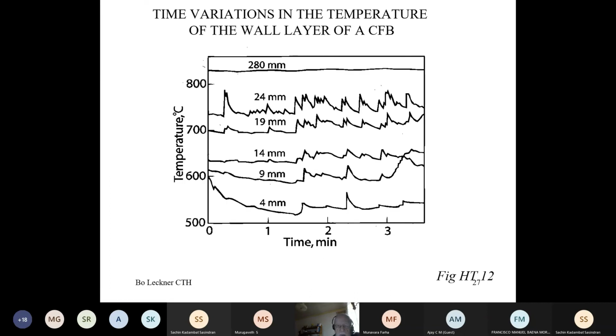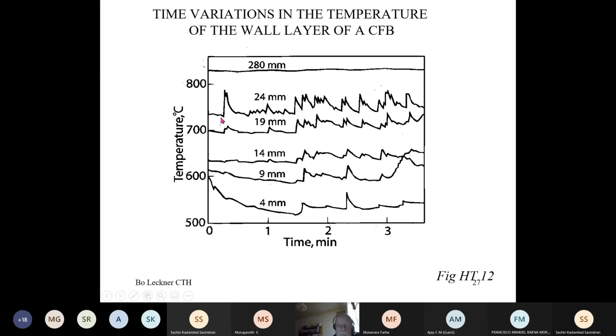We continue to make a measurement in the wall layer. This is time on the scale, temperature on this scale. We have 850 degrees again in the bed, but this diagram shows the measurement of a special thermocouple setup consisting of 1, 2, 3, 4, 5, 6 thermocouples inserted simultaneously in the bed to different distances from the wall.